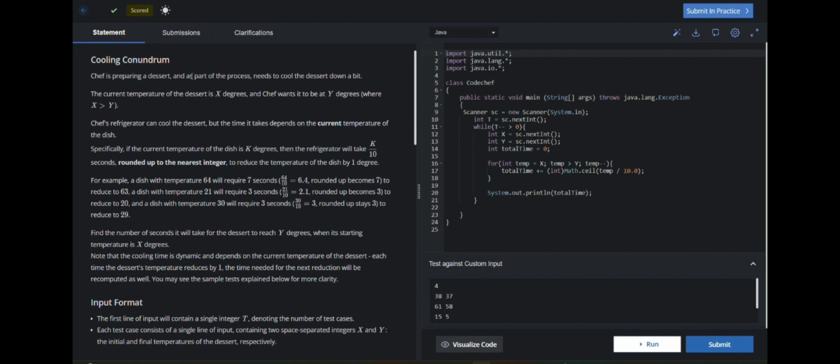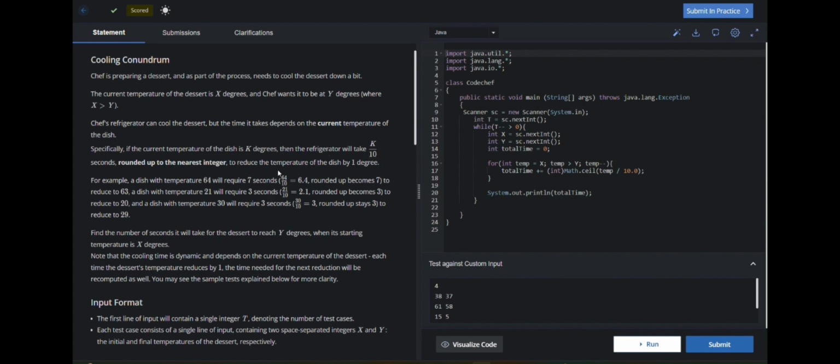Chef is preparing a dessert and as a part of the process it needs to be cooled down. The current temperature of the dessert is X degrees and it needs to be cooled down to Y degrees. It is guaranteed that X will always be greater than Y. Chef's refrigerator can cool the dessert, but the time it takes depends on the current temperature of the dish. Specifically, if the current temperature of the dish is K degrees, then the refrigerator will take K by 10 seconds, rounded up to the nearest integer, to reduce the temperature of the dish by 1 degree.